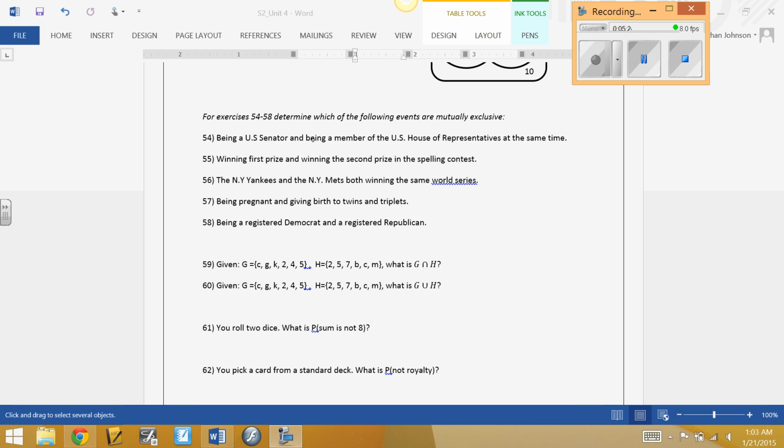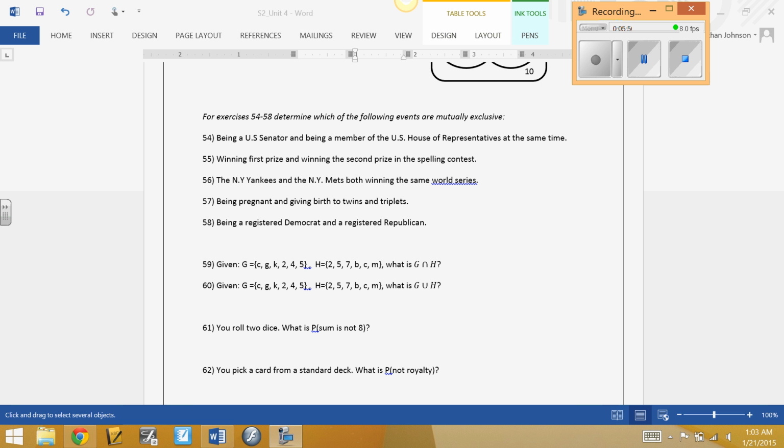Problems 54 to 58, all you have to do is determine if these events are mutually exclusive. No calculations necessary. So again, remember what mutually exclusive means. Are there common outcomes? Is there a way to be both the U.S. Senator and the U.S. House of Representatives member at the same time? If that's not possible, then those events are mutually exclusive. If it is possible, then they're not mutually exclusive.